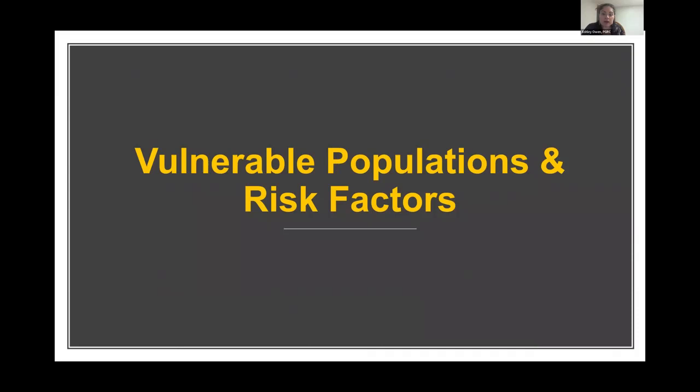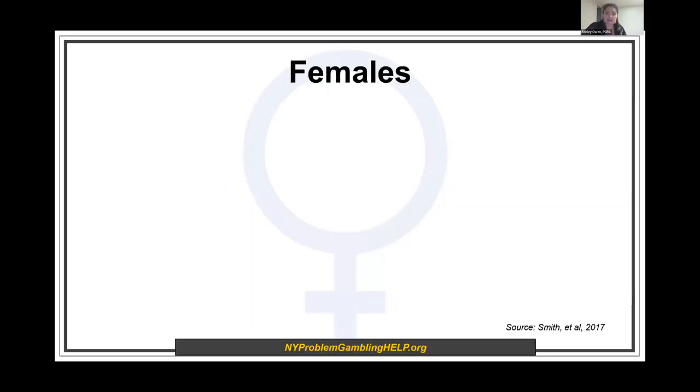So let's talk a little bit about some vulnerable populations and risk factors, because as many of you are probably thinking, as I was when I first saw this data, okay, so if there are these high correlations, right, between problem gambling and domestic violence, who are the groups of people, individual circumstances that are most likely to experience one or the other? So we put together some data that we found on that, so you can get an idea of vulnerable populations and risk factors.